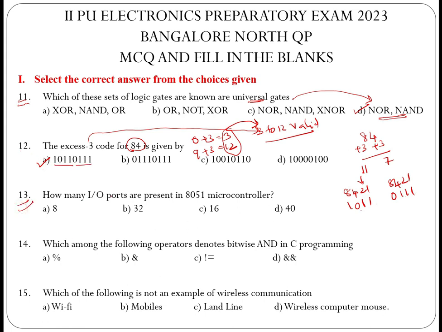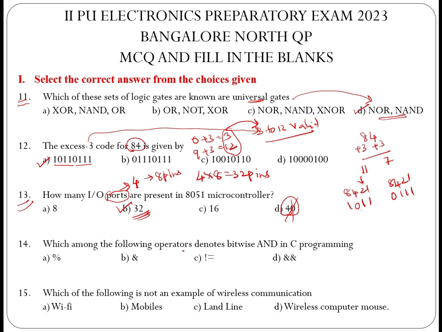13th question. How many IO ports are present in 8051? Actually, IO ports are 4. 4 ports are there of 8 pins each. So that 4 into 8 will be 32 pins. But in this option, 4 ports are not given. Equivalent answer is 32. Actually speaking, this is not the correct way. IO pins it should have been asked, or IO ports means option should have been, at least here it should have been 4. Since this is 40, I need to choose this, that is 32.